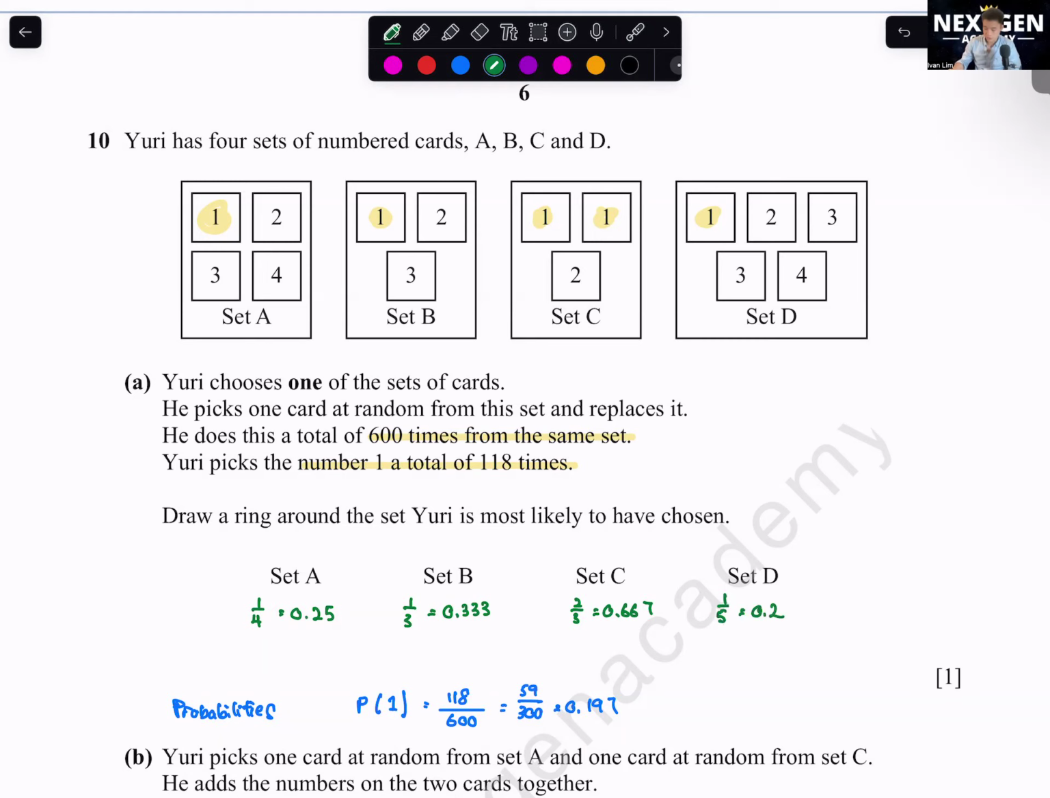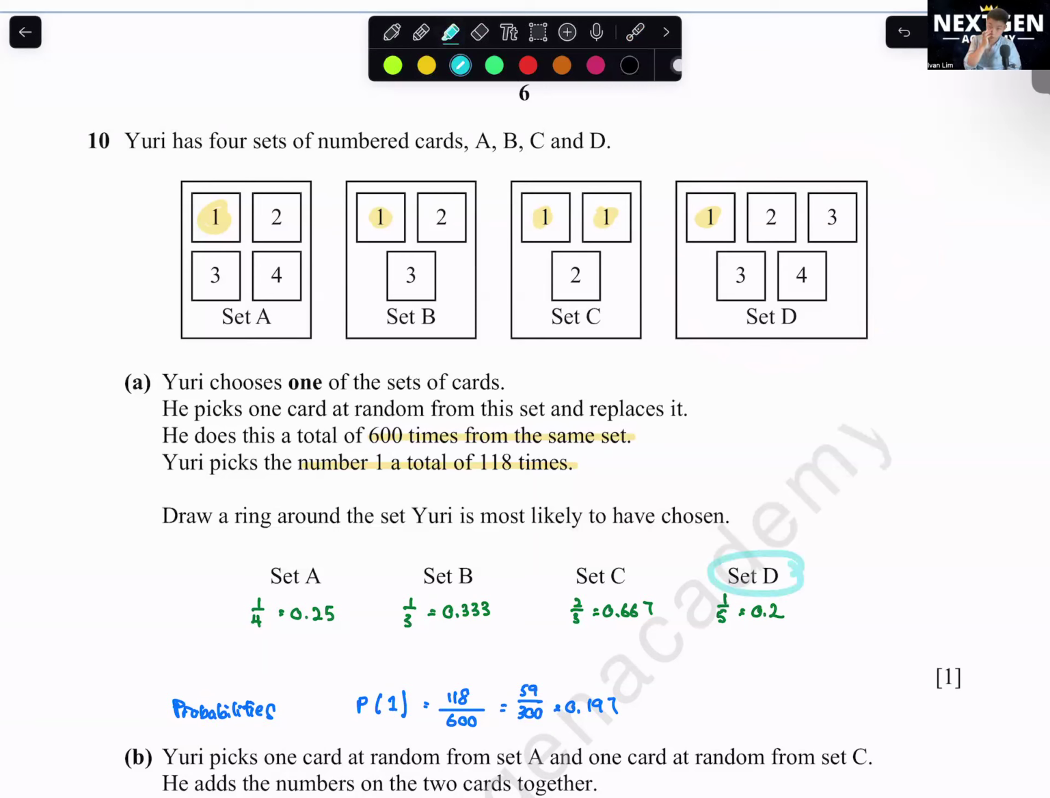Which one is the closest to it? 0.197 and 0.2 are the closest. So probably he is playing with this one. So this is the answer, set D.